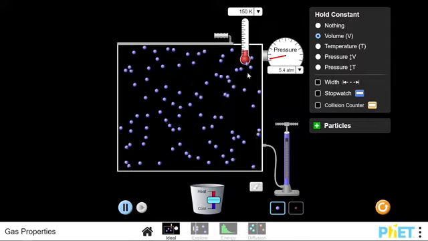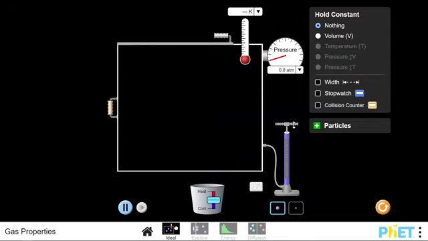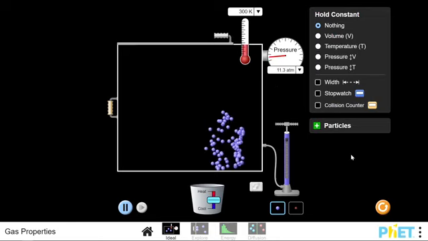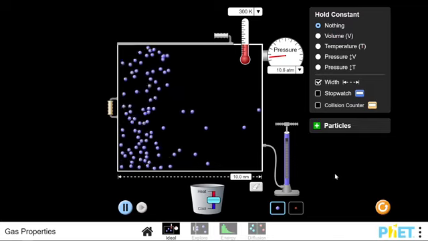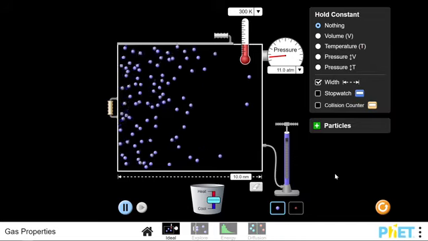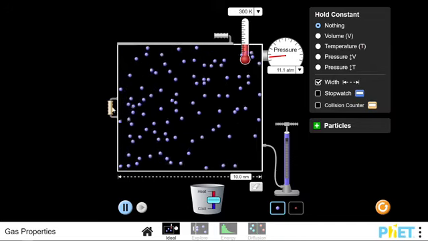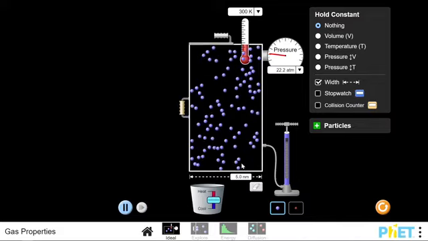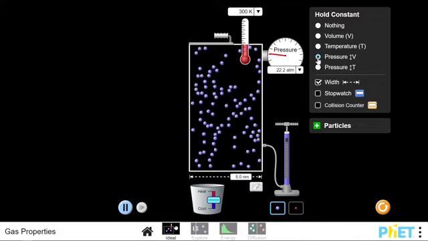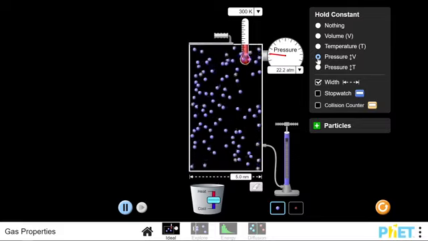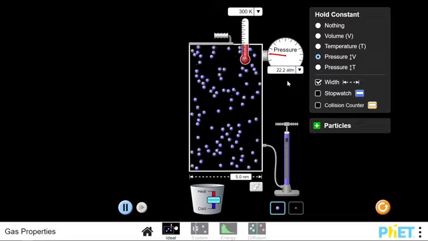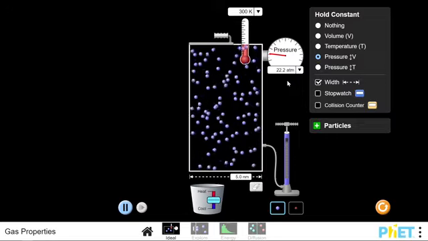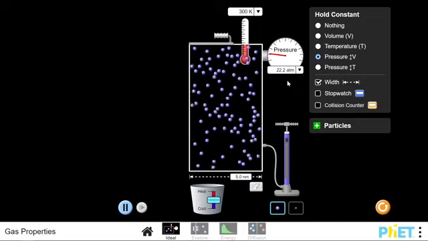Okay, let's see now. Let's rewind. Put a couple of scoops in here. Put our width back up. Now, I'm trying to remember which one is which. Let's move our volume down to 5 again. And now if I do that, here's my pressure, 22.2 atmospheres. And 300 K is my temperature.